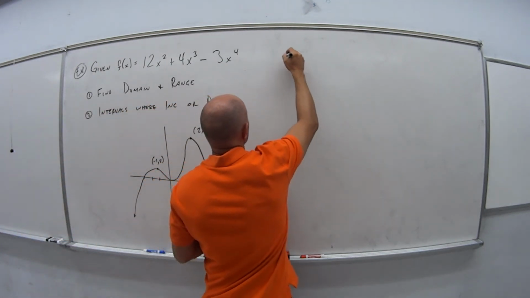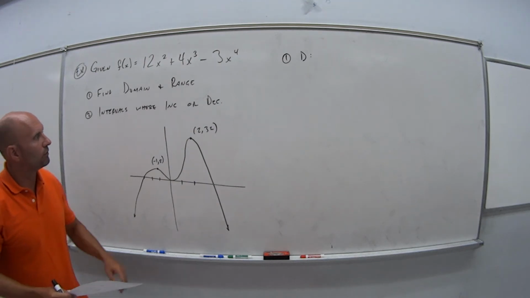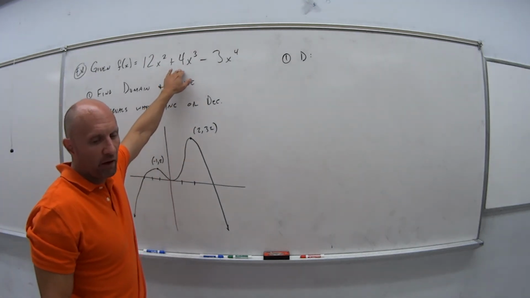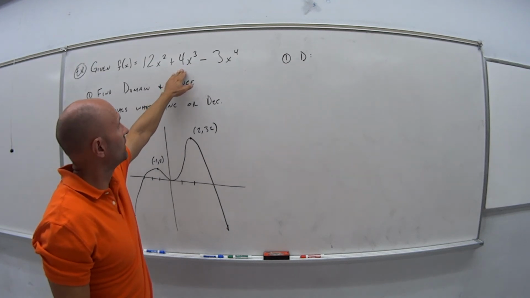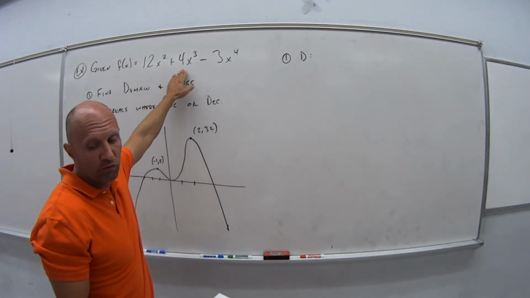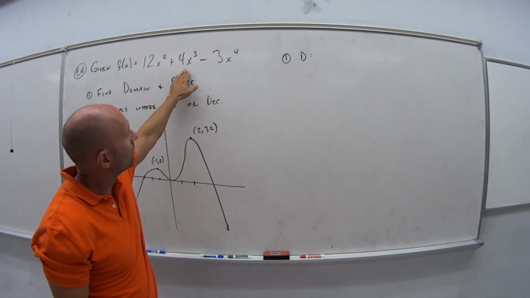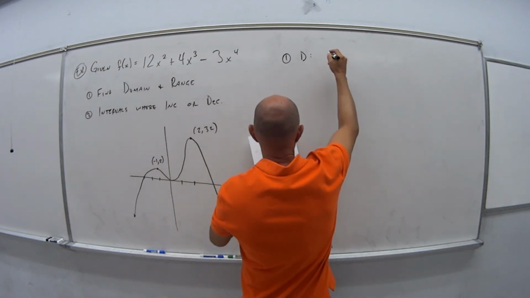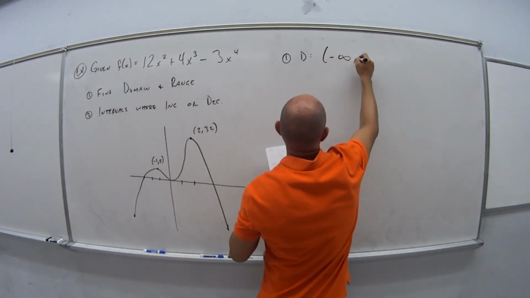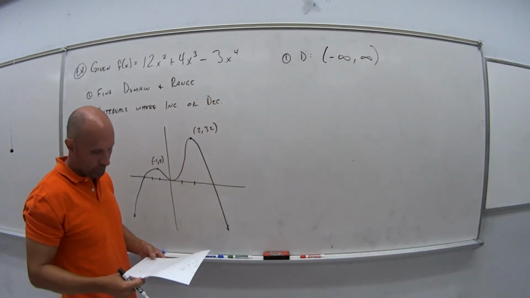So the domain is what? Well, what are all the x values? I can figure that out just from the function that was given. I don't have any square roots. I don't have any denominators. So that means what? The domain is all real numbers, which in interval notation is -infinity to +infinity.